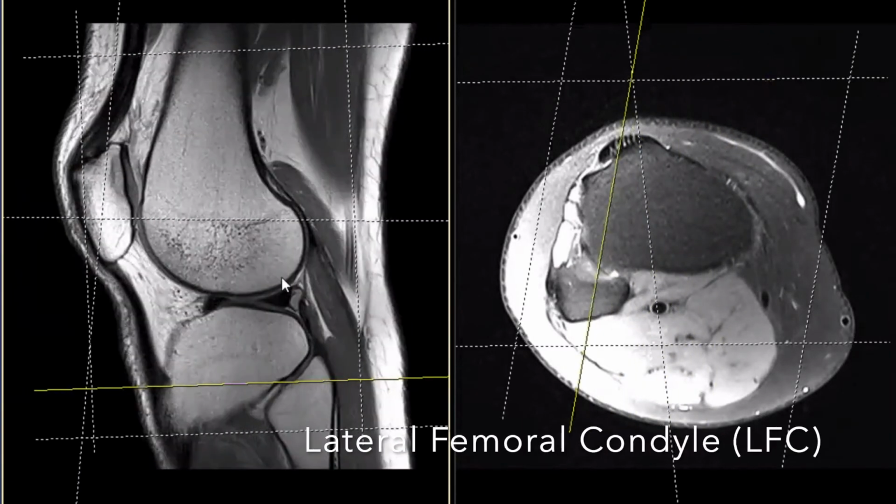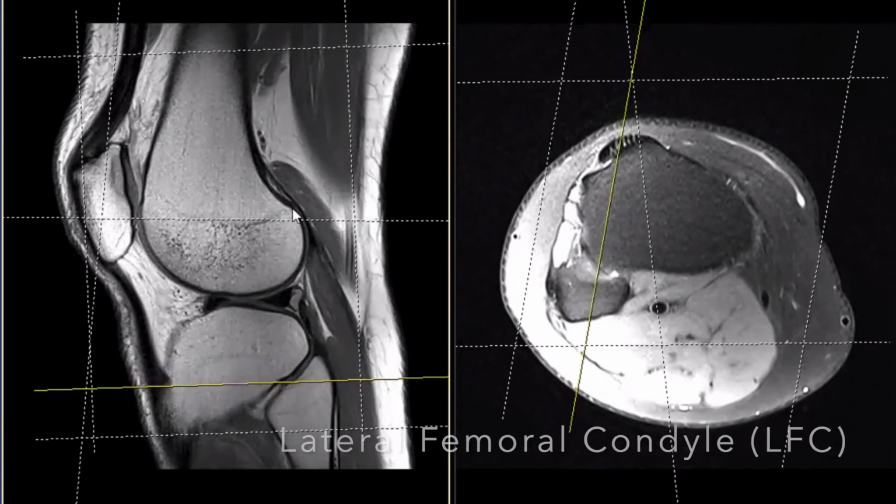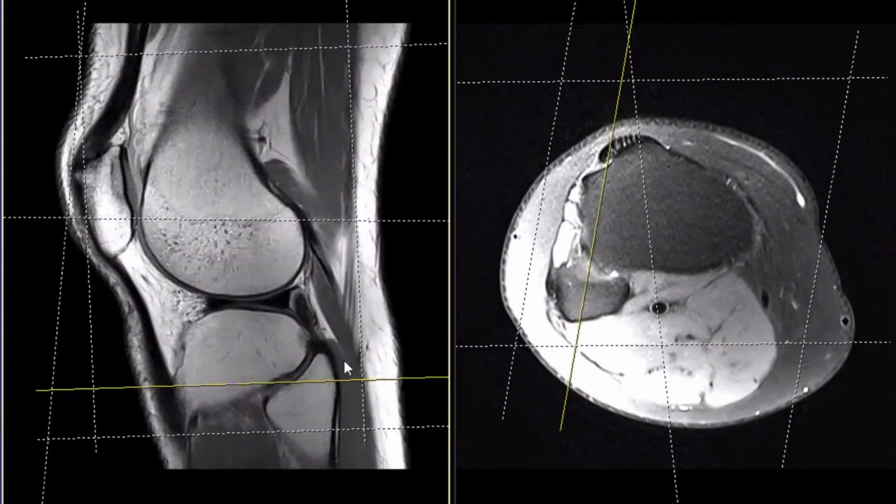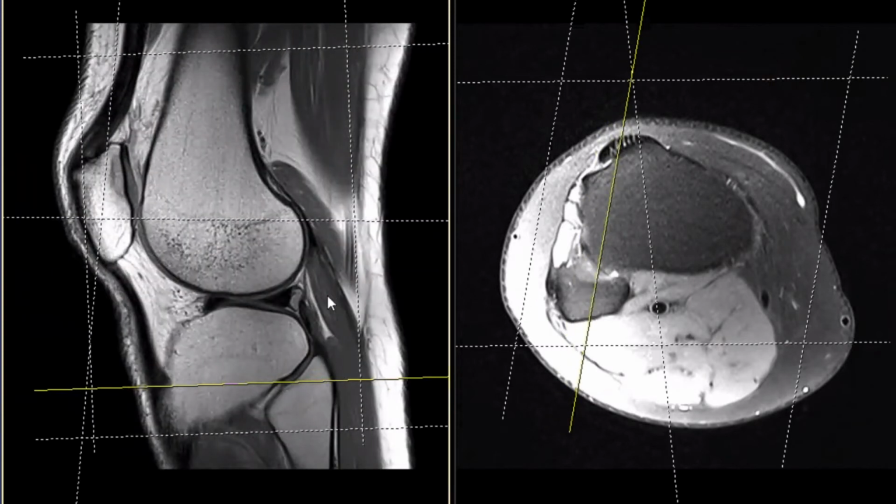The first structure we want to identify is the lateral femoral condyle. We know this is the lateral femoral condyle because we can see the fibular head, the popliteal tendon, and the lateral meniscus, all of which are lateral structures. In the sagittal views, I like to see the full profile of the lateral femoral condyle.